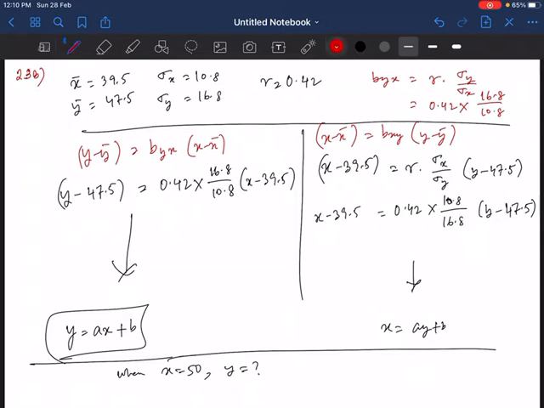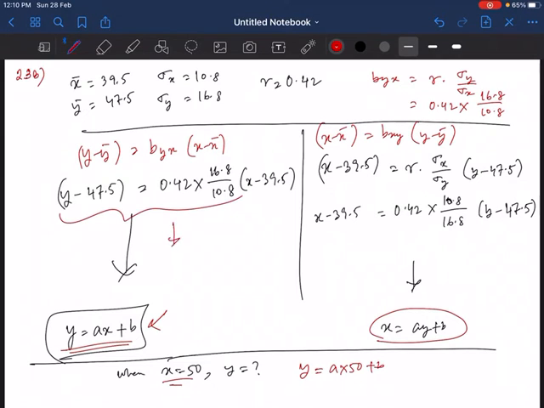Now my question will come: which regression equation should I select? This regression equation means we have to predict the value of x, but here the x value is already given. So obviously we will take this regression equation. So I will write y is equal to a into 50 plus b. First, from this solution, find the value of a and b, then substitute in here and you will get the answer. I will post the question after this recording.